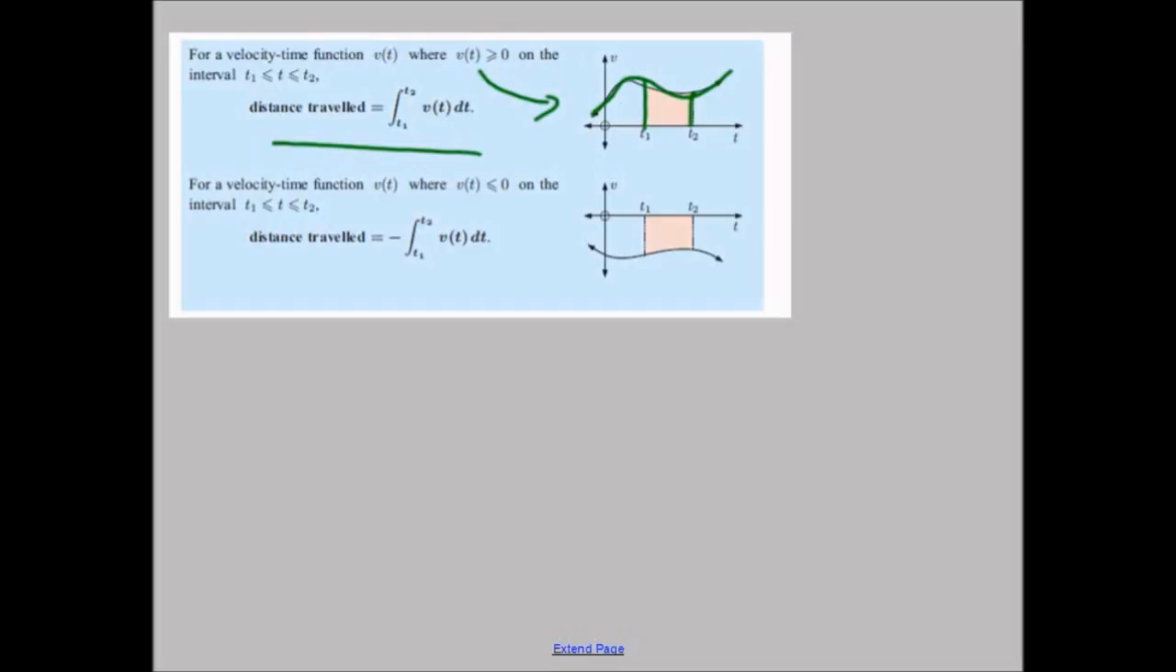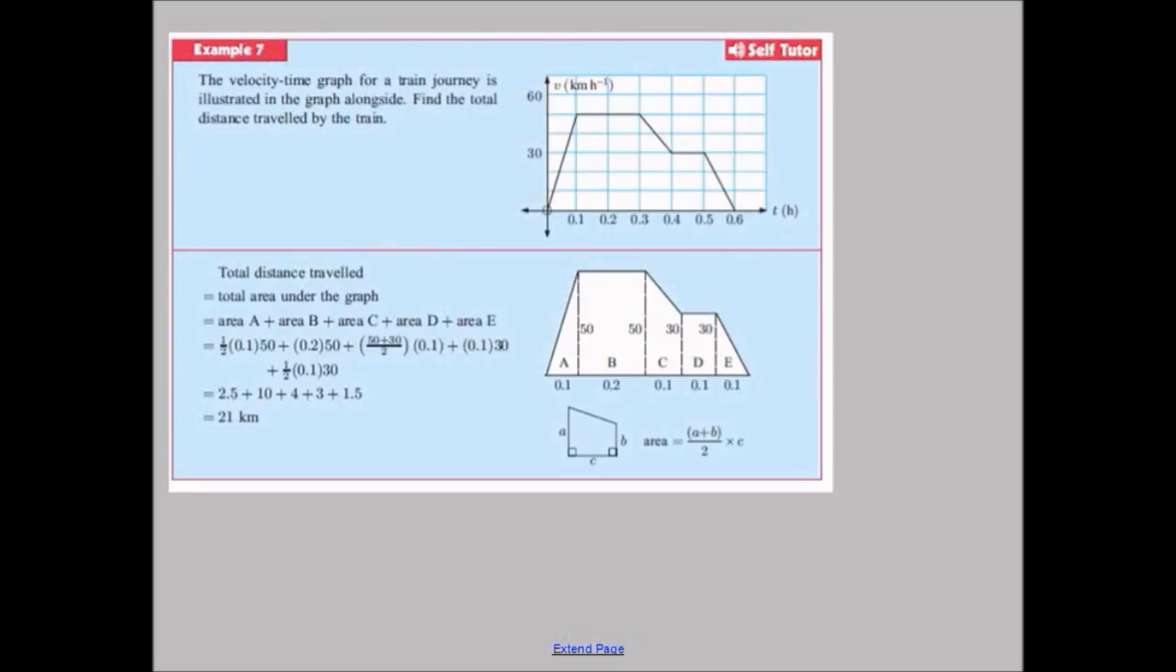For a velocity time function that is less than or equal to 0, in other words, it occurs below the x-axis, so this one occurs below the x-axis, we need to use this formula. It's the exact same formula with a negative sign out in front, which we already talked about in earlier videos, because this is underneath the x-axis, so we need to add that negative sign to our formula. Let's look at some examples.